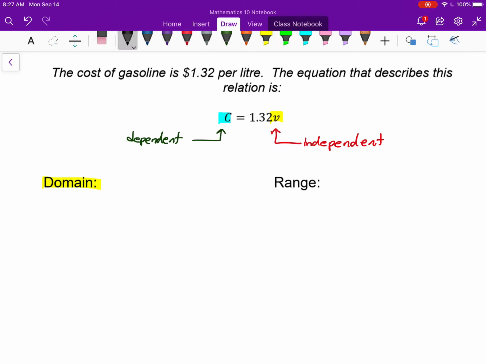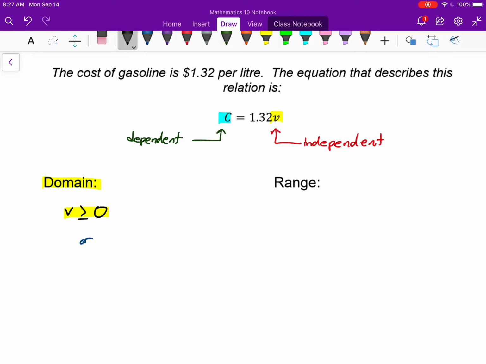As long as my number for volume is 0 and up, this equation makes sense. If volume is negative, that makes no sense at all. So the domain, I will say, is V is greater than or equal to 0. And that's really all I need. But there's always more ways of saying it. So that's in set notation.